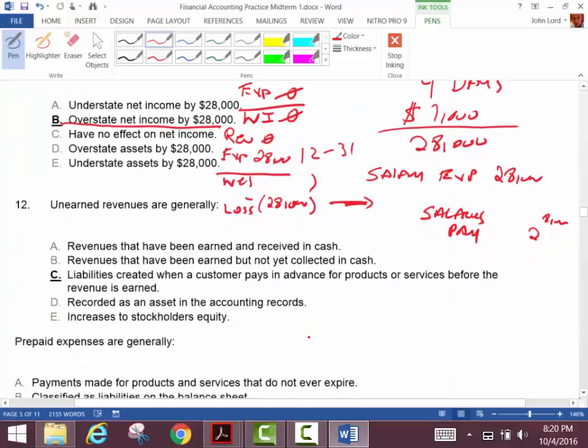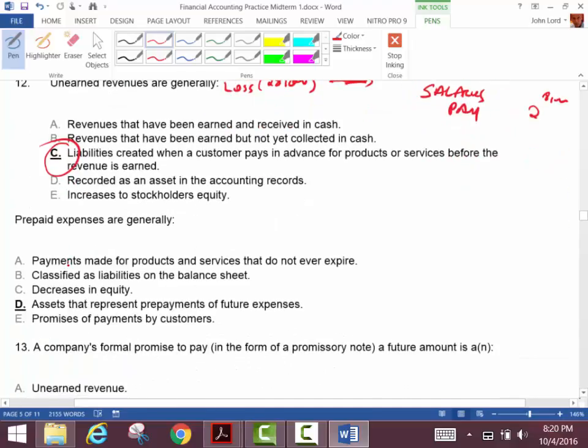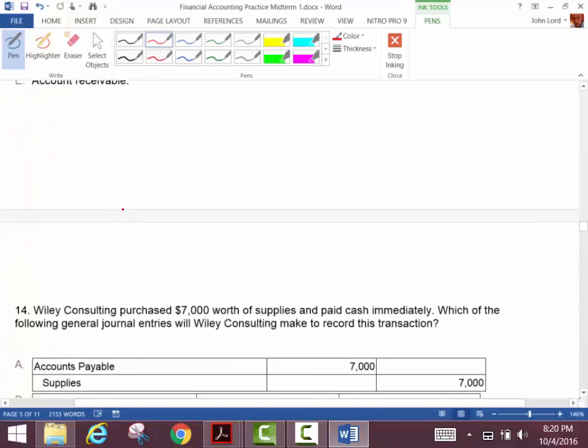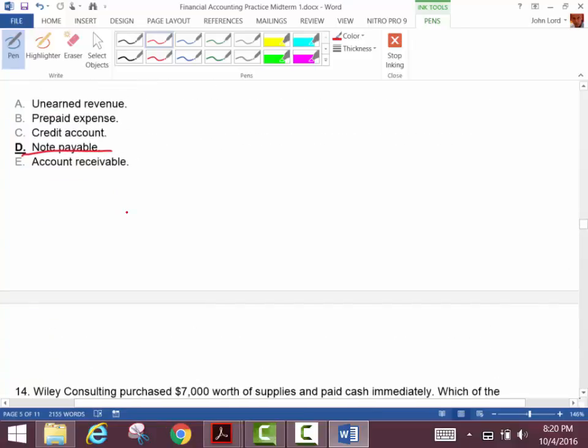Unearned revenues are generally a what? Liability. Prepaid expenses are generally what? An asset. A company's formal promise to pay is called a what? Note payable.